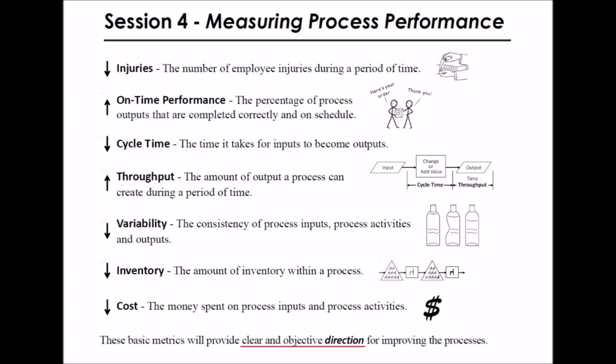These basic metrics provide clear and objective direction for improving the processes. For example, if you reduce injuries, then you have improved the process. Or, if you increase on-time performance, you have improved the process.